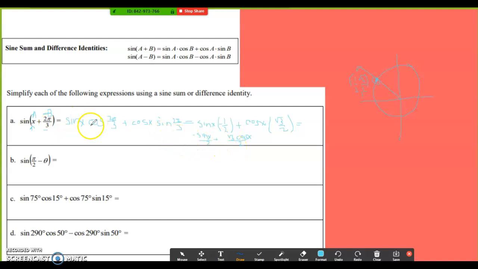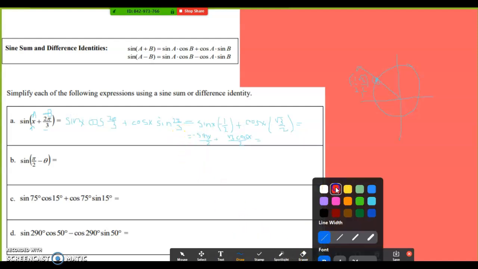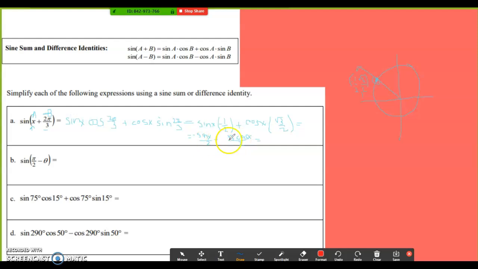And that's going to be equal to this value over here. And if I look, I notice I have a common denominator here. So my final thing is going to be, and I'm going to change the color so you can see it. But my final, since I have a common denominator, I can put this all over 2. And I can say this is just the negative sine of x plus radical 3 cosine x.